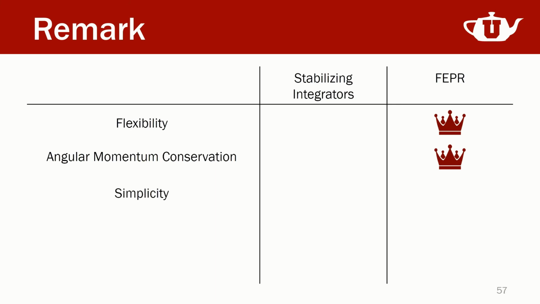Simplicity. Although both methods are simple to implement, since stabilizing integrator only requires one binary search between implicit midpoint and the other integrator, I would say it's simpler to implement compared to FEPR. And those two methods also have comparable performance in most of the cases.